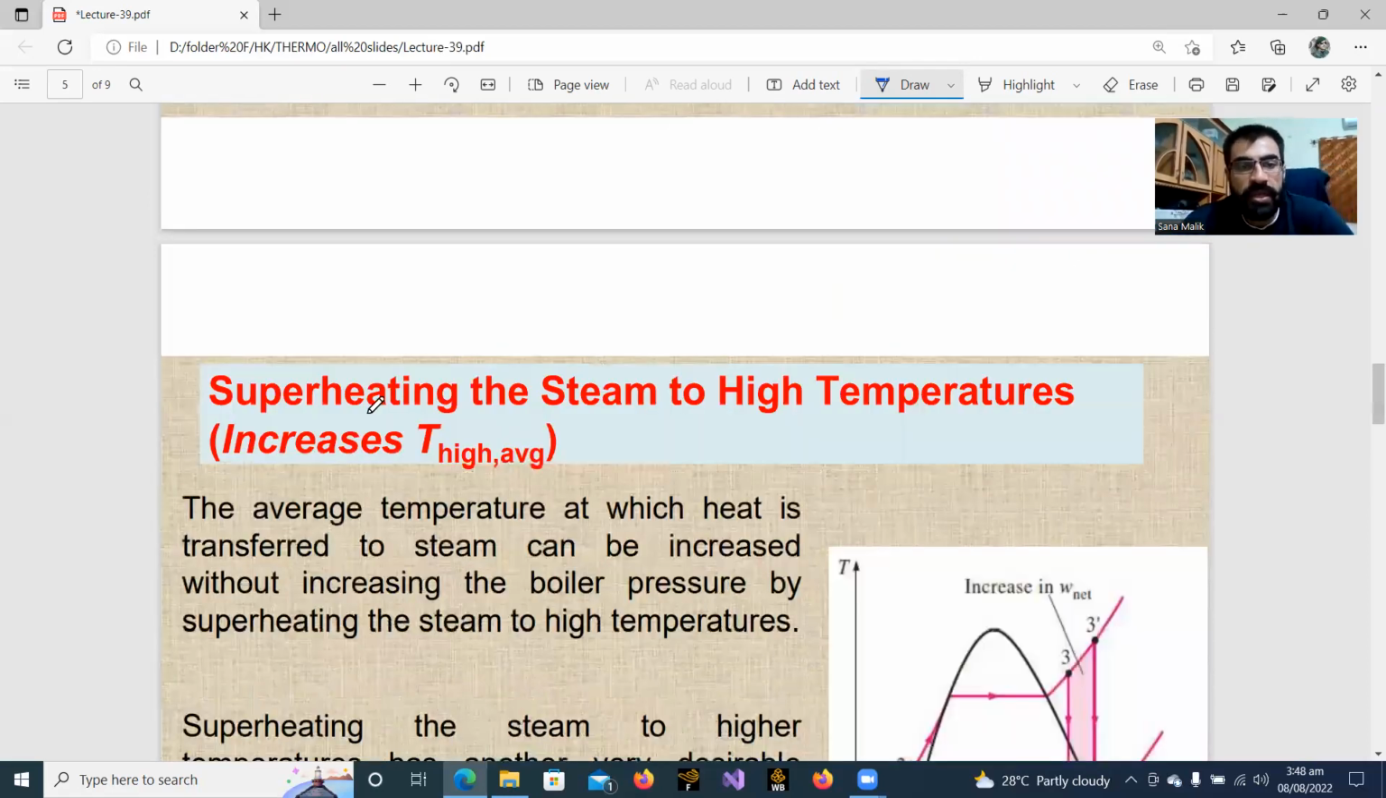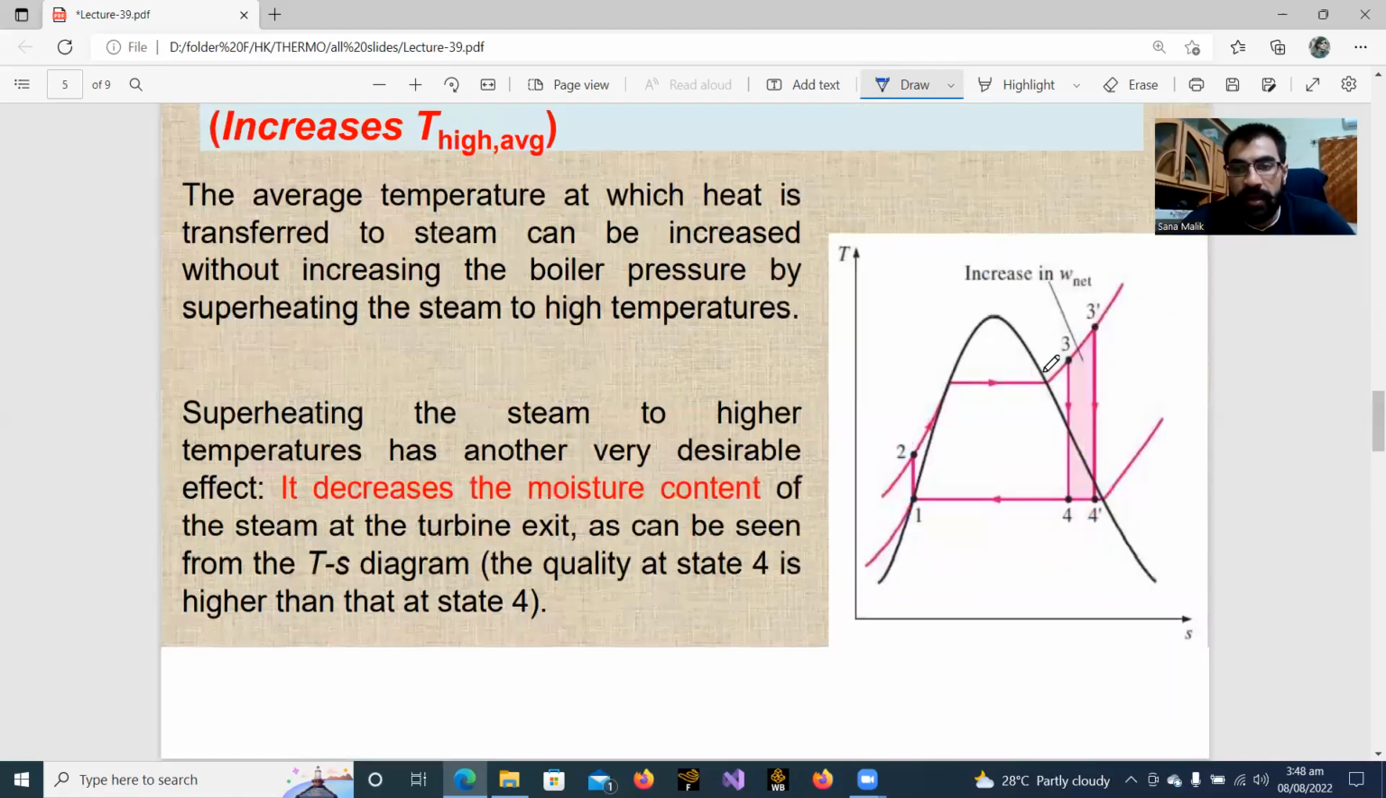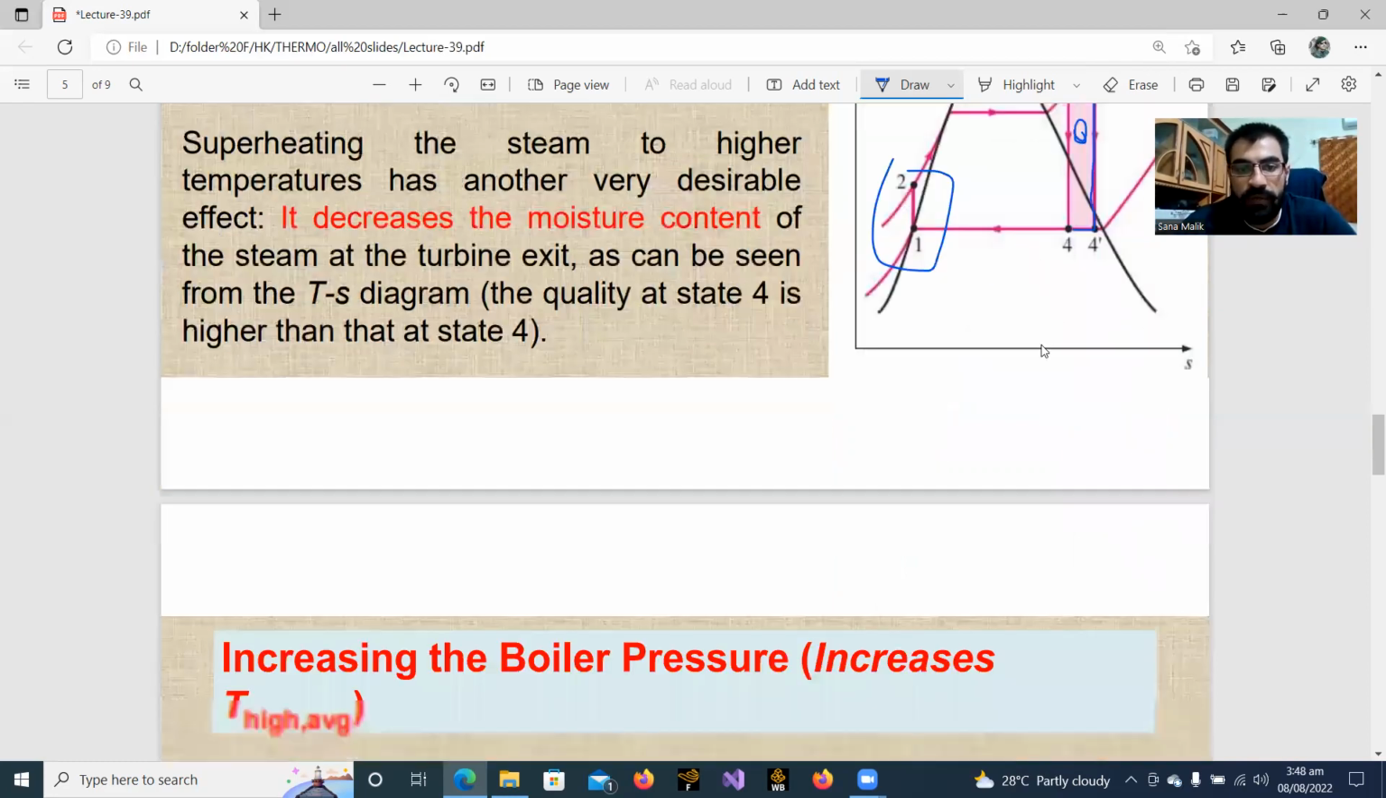So another is to increase the average temperature. So basically it's saying that this was our actual point. So if we can reheat it and make it superheated, this will be the added net work that we'll be getting, and also it's going to decrease the moisture content, which is good for the turbine blades' health. And the work of the pump is the same. So superheating is quite efficient.